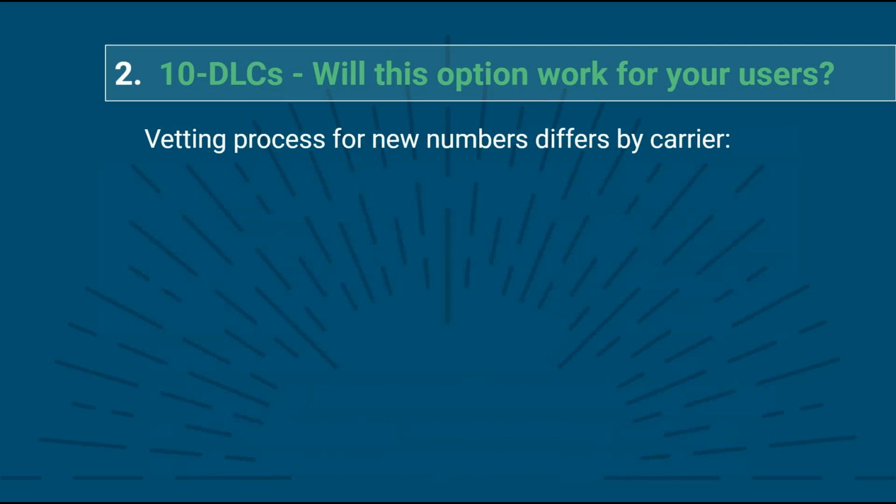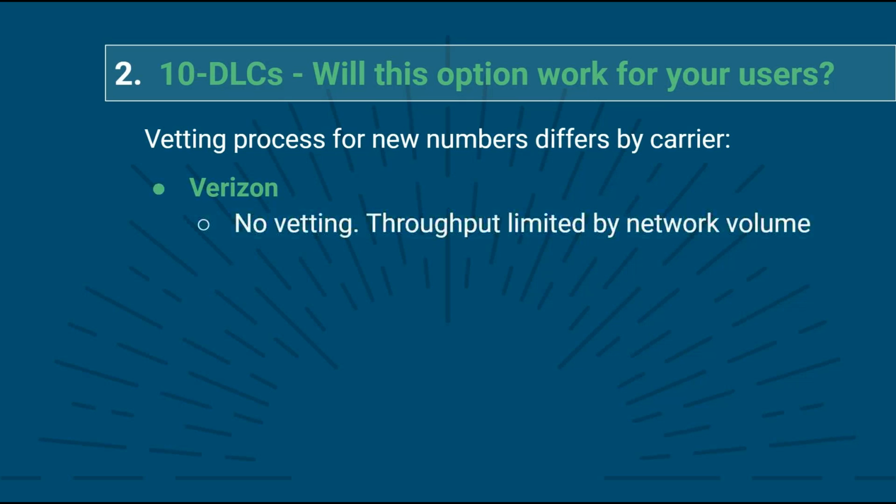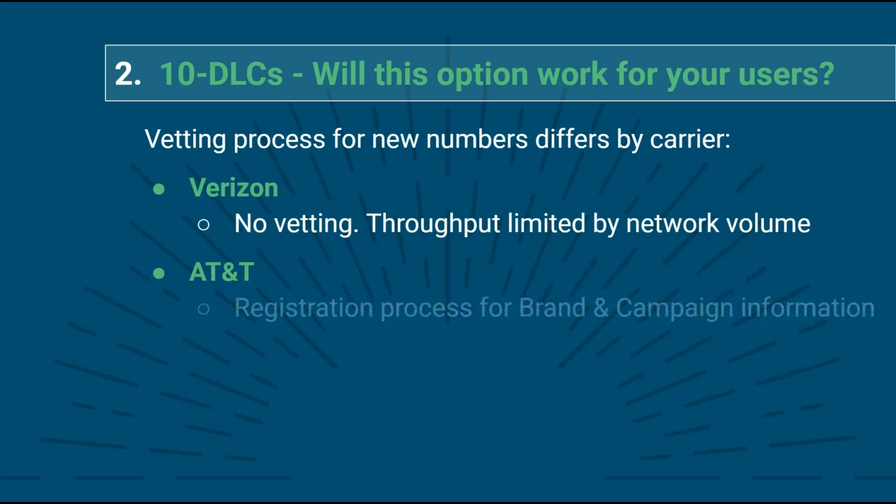So unfortunately, the vetting process for new numbers differs by carrier, and this is where it gets a little nuanced. So number one, Verizon, there's no vetting. The throughput is really just limited by the network volume, so much like current gateway standards now, where we're essentially limited by how many messages we can send.